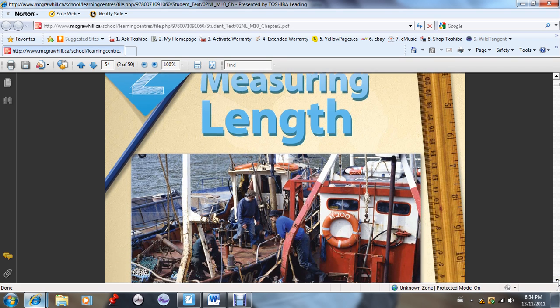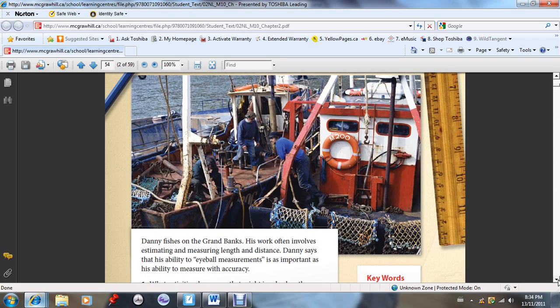Now, what have we got down here? We've got some people on a fishing boat. This picture was actually taken off the Grand Banks, and we have some fisher people. It says, Danny fishes on the Grand Banks. His work often involves estimating and measuring length and distance. Danny says that his ability to eyeball measurements is as important as his ability to measure with accuracy.